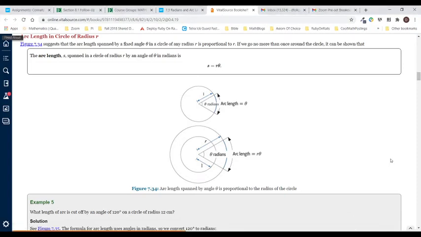Okay, we're almost getting done with this section, which is good. Our book at this point wants to remind us of what the arc length formula is. We can remember the arc length formula. I would say 9 times out of 10 we don't have to.